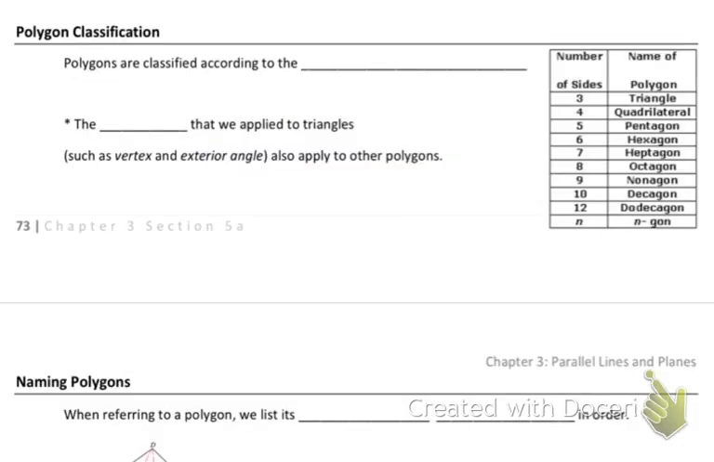Polygon classification. Since polygon means many sides, we're going to classify things according to the number of sides.